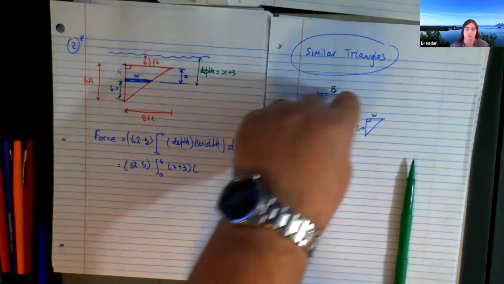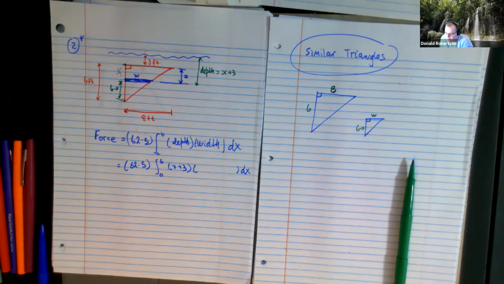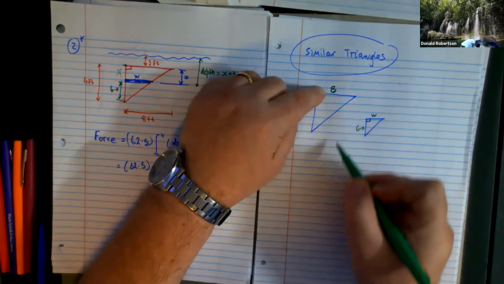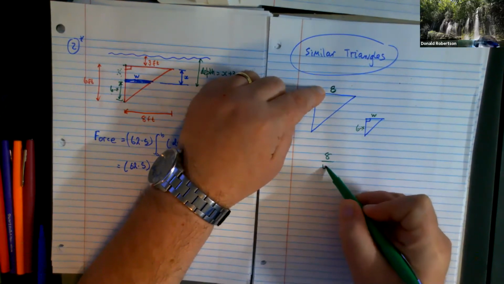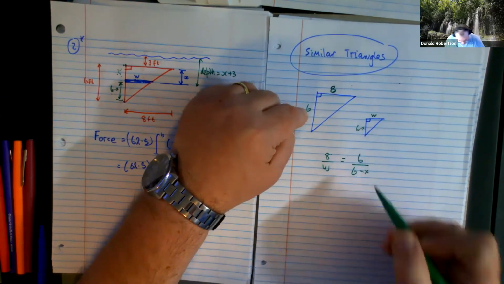8 on the top, 6. And the little guy is W by 6 minus X. Are we okay with that guy? Now, according to similar triangles, which these are, if you take 8 and divide it by W, you get the same answer as 6 divided by 6 take away X.